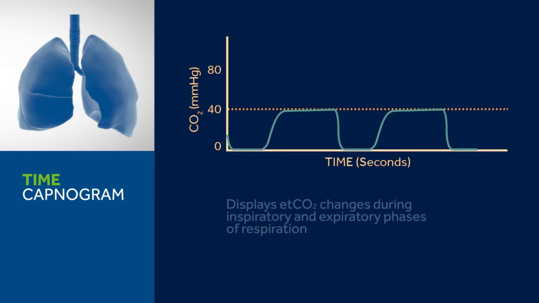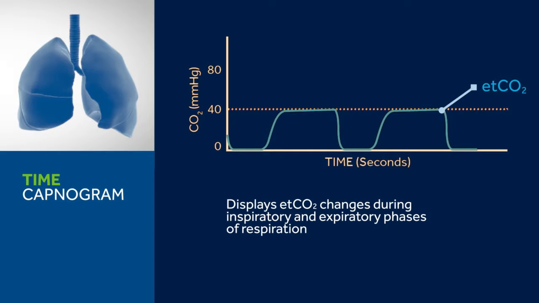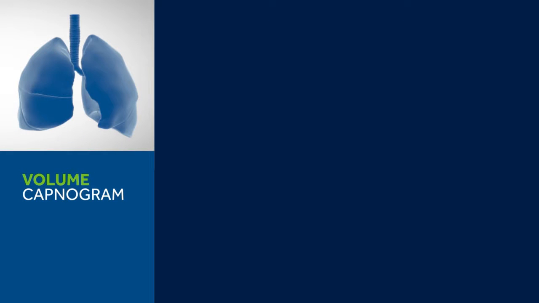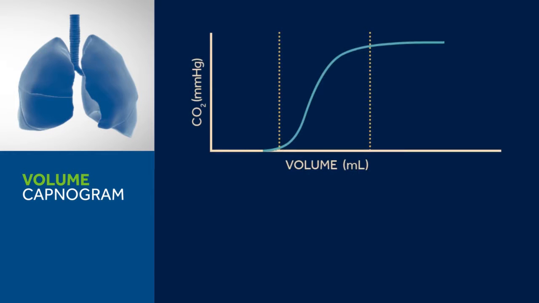Time capnograms display changes in CO2 during inspiratory and expiratory phases of respiration versus time, as shown here. An ET CO2 reading represents only one data point on the CO2 waveform, which is the peak CO2 at the end of expiration. Volume capnograms, like the one shown here, display only expiration.